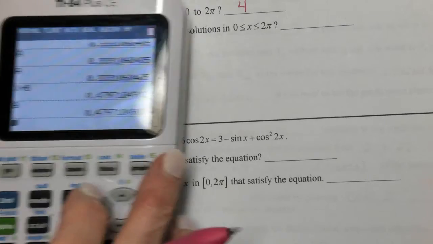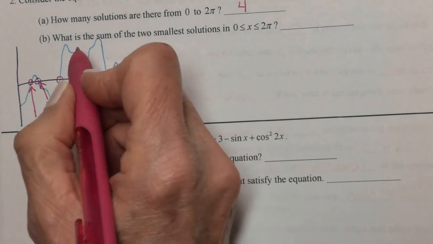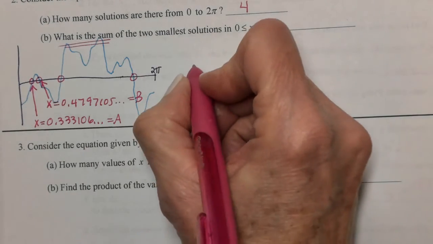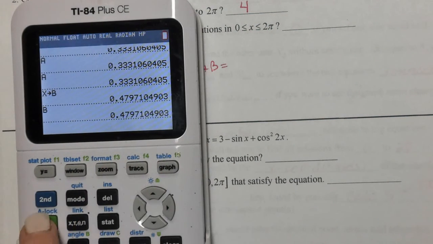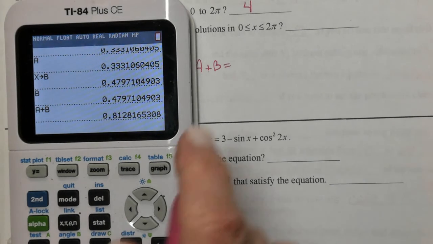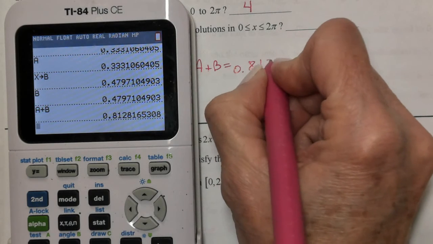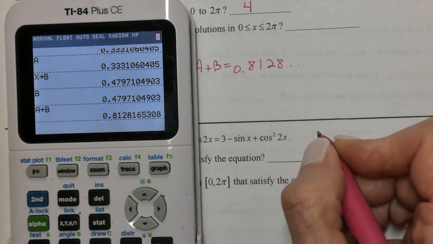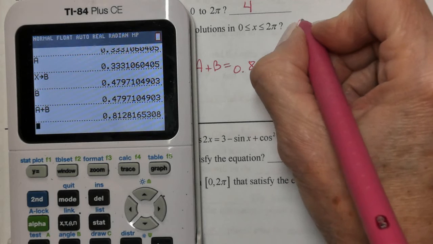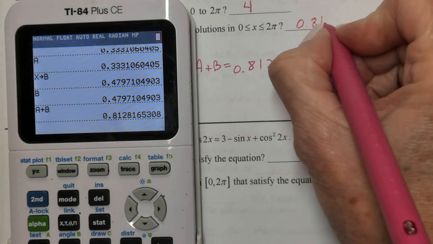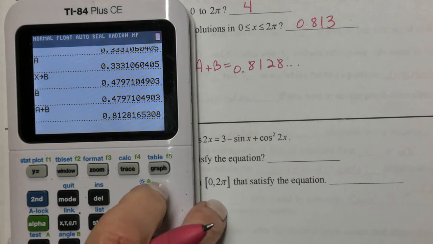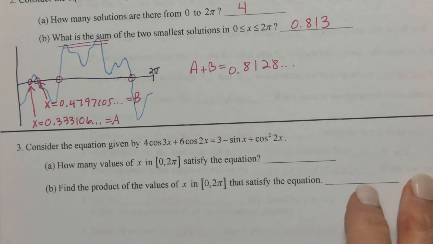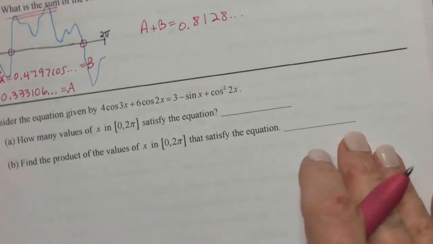Okay, so that's A and that's B. We want to find the sum of those two solutions. So A plus B is equal to 0.8128... We want to round that to 3 decimal places. So that will be 0.813. Okay? And that's how you store values.